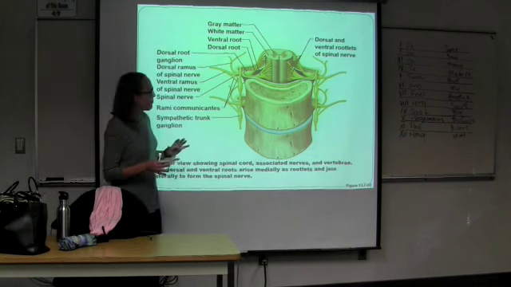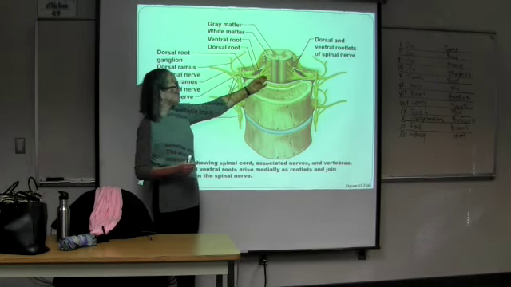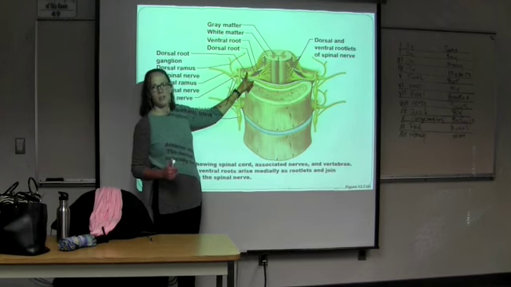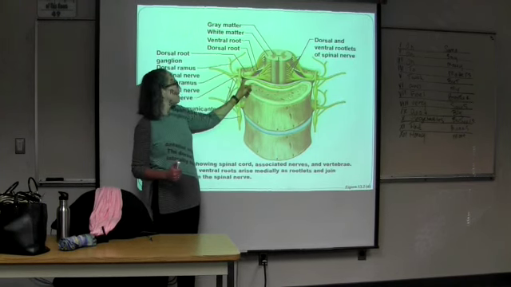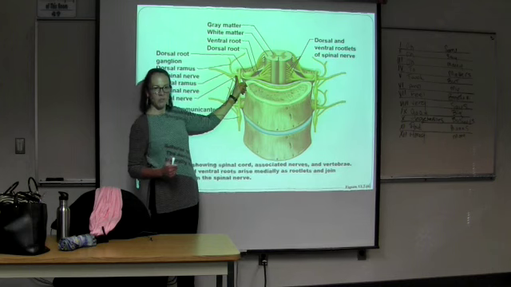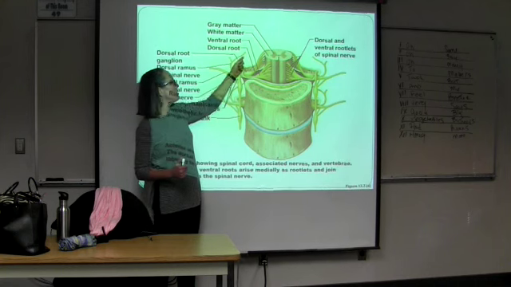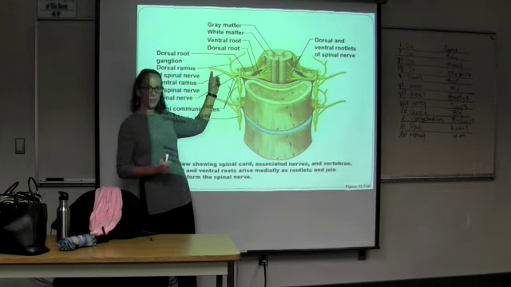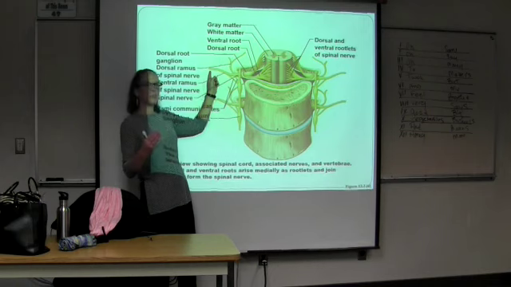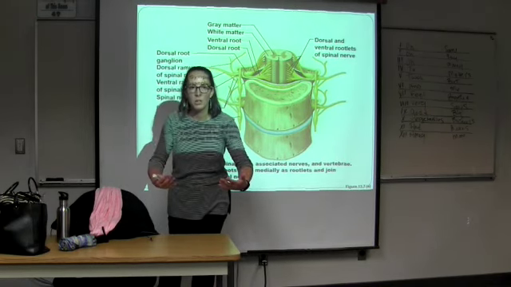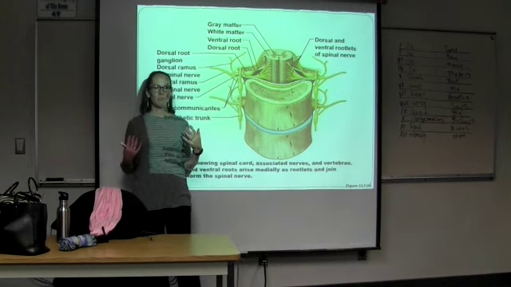Okay, so just a refresher, here's our motor, here's our sensory, here's the dorsal root ganglion. They form a mixed spinal nerve. Does this look familiar? And immediately they branch into a dorsal and a ventral root. Ventral just means it's going to go to the front part of the body. Dorsal goes to around the spinal column. Okay?